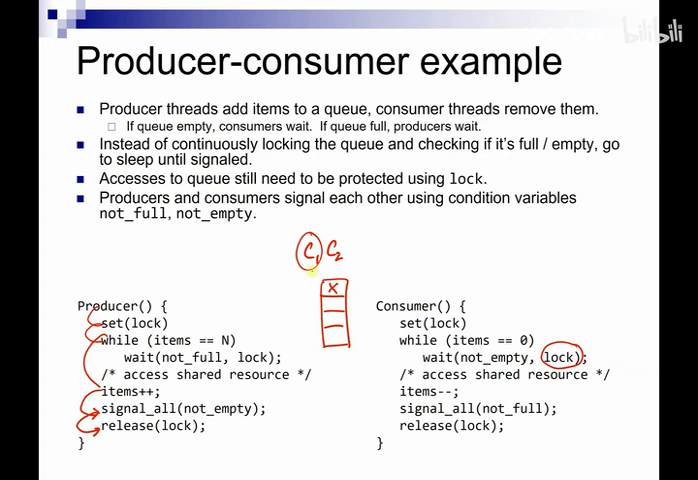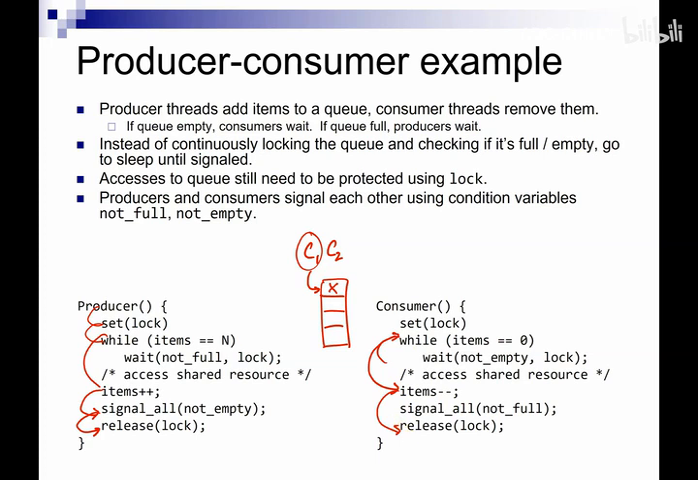So C1 gets the lock. He's going to go over here. So C1 wakes up, he gets the lock, and now C1 is in this part of his execution, in the while loop. After he gets the lock, he's going to go back to the beginning of this while loop and check whether items equals 0 again. Currently there's one item in there, so items equals 1. So therefore C1 can go over here and he can decrement items. And then he's going to send his not full signal, and then he releases the lock.